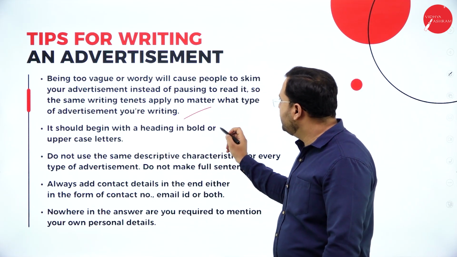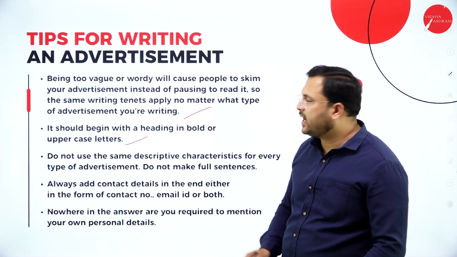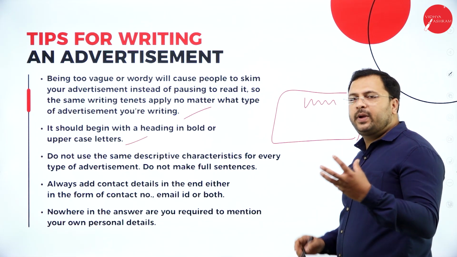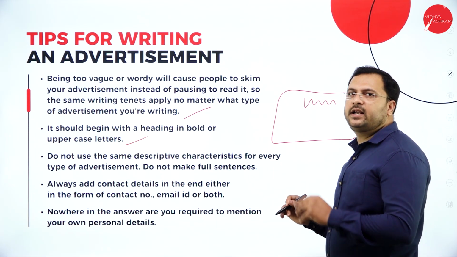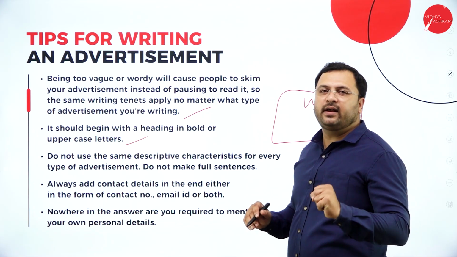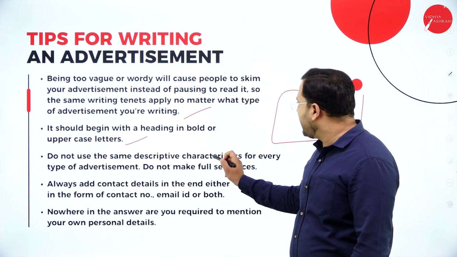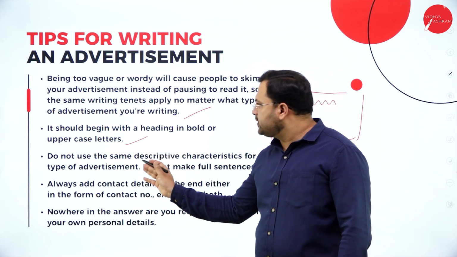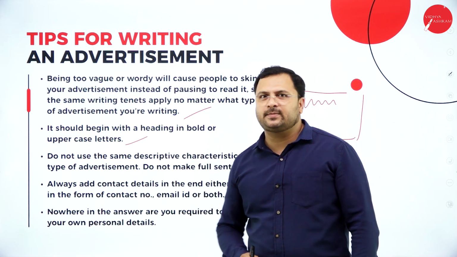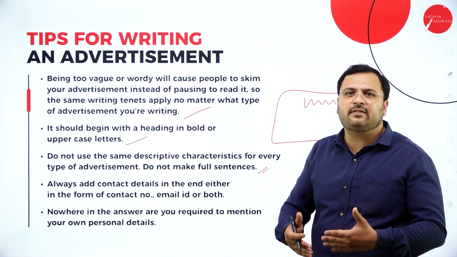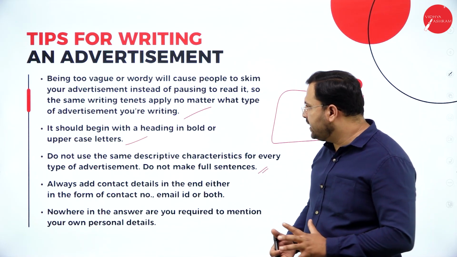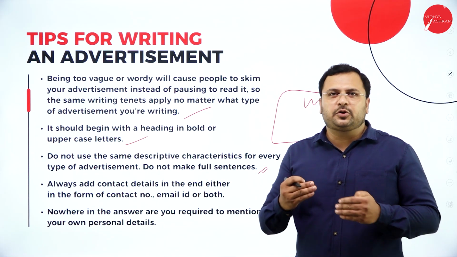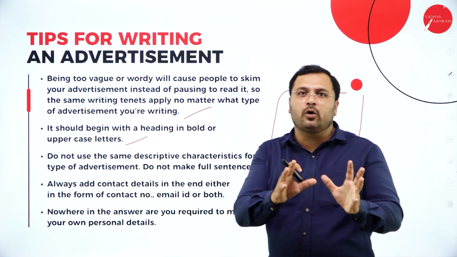It should begin with a heading in bold or uppercase letters, capital letters and bold letters. When you write an ad, when you write the topic, it should be in the uppercase letters, that is capital letters, and it should be boldened so that it attracts the reader's mind. Do not use the same descriptive characteristics for every type of advertisement. So don't repeat those same sentences in the advertisements. It won't appeal to the reader. And do not make full sentences. When you make full sentences, people lose interest to read. Therefore, you should give bits and pieces, the words which appeal more to the readers.